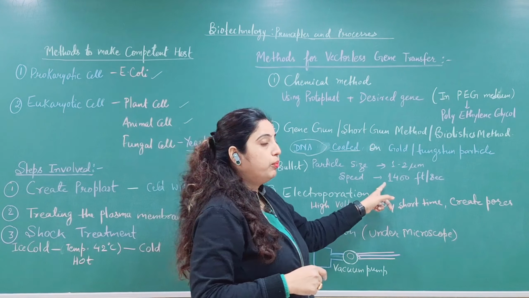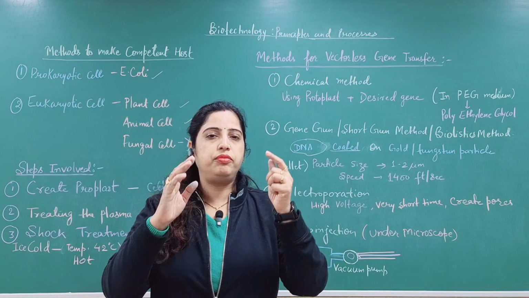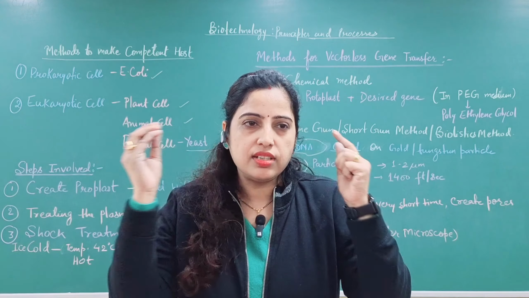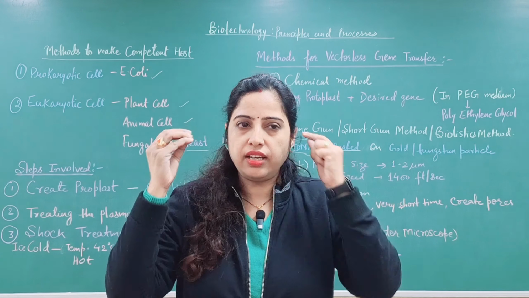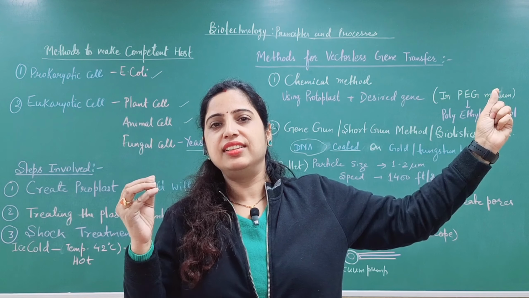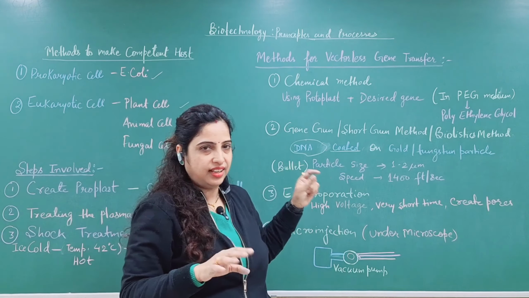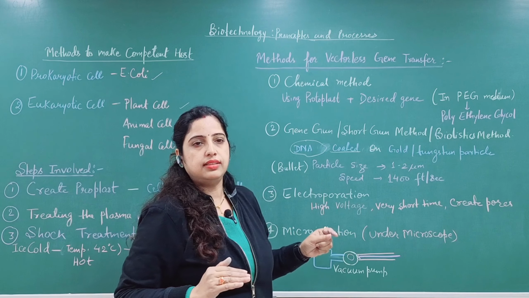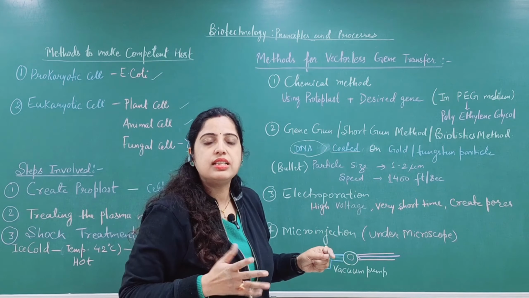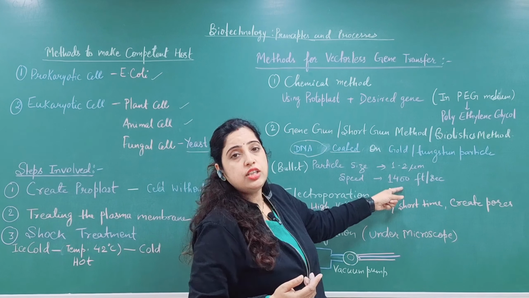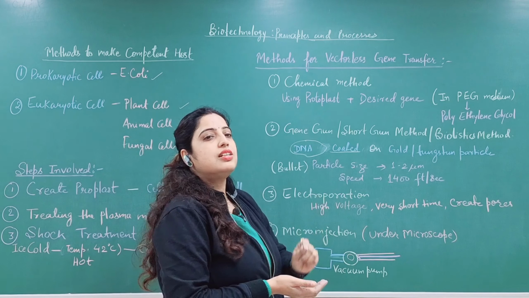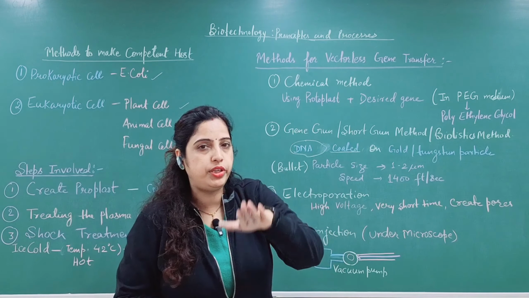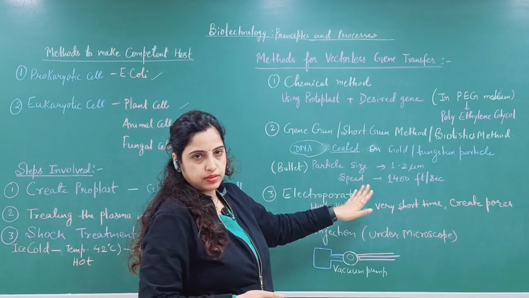Now, what if the speed is more or less? If it is more, the bullet will cross the cell. If the speed is less, what will happen? It will not reach the nucleus. So the speed should be optimum for the process.